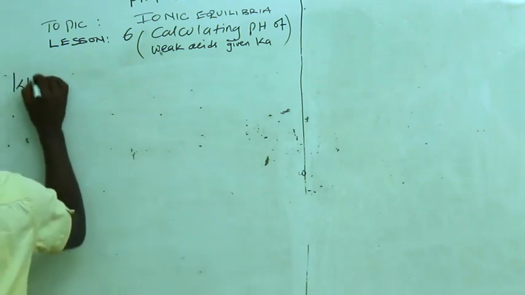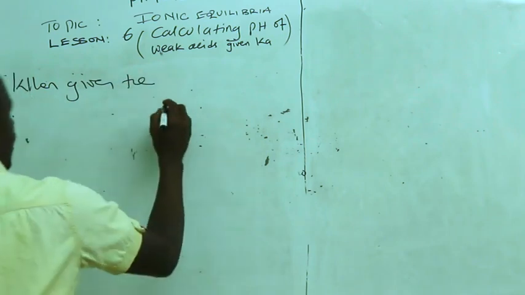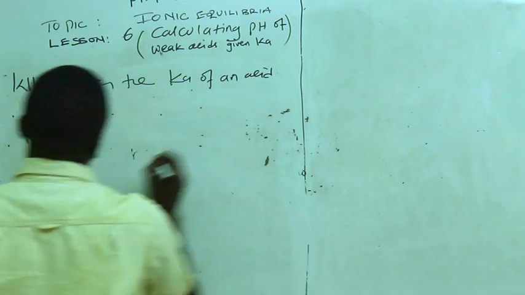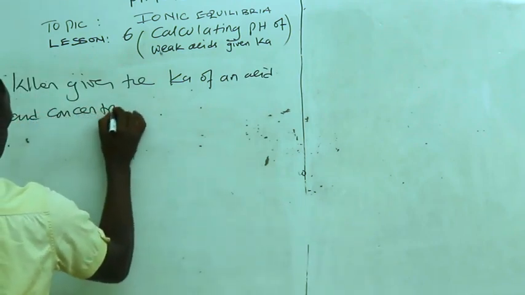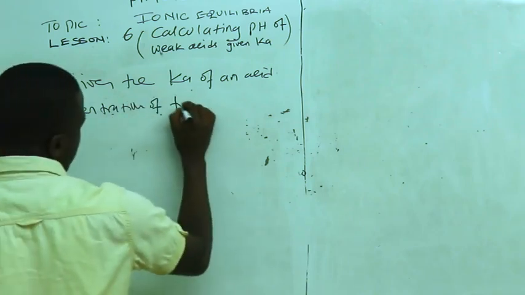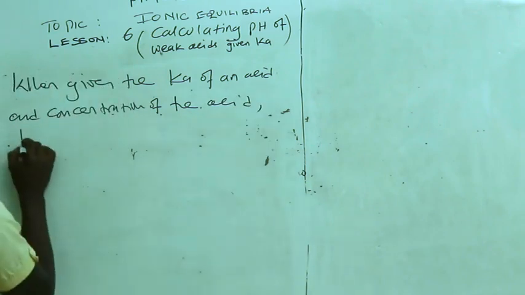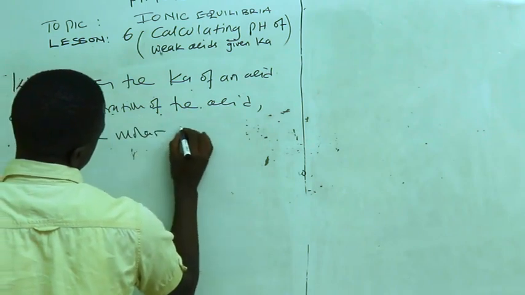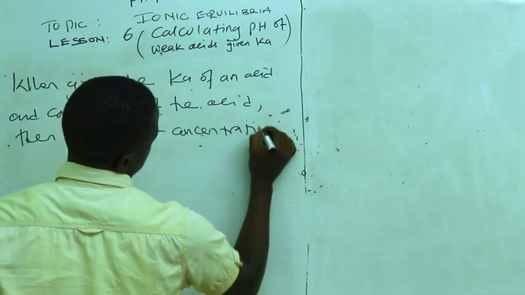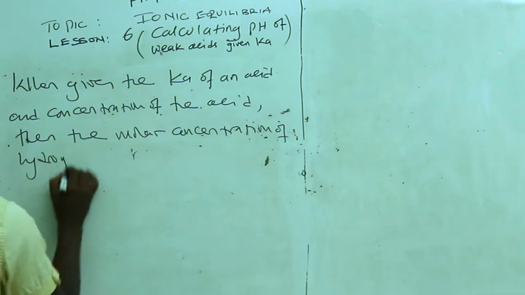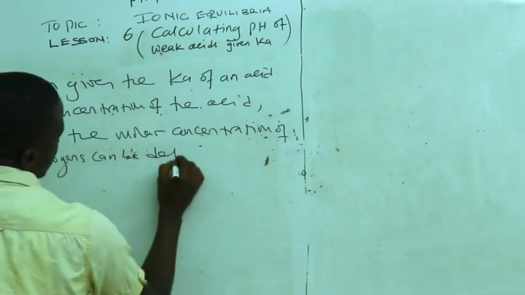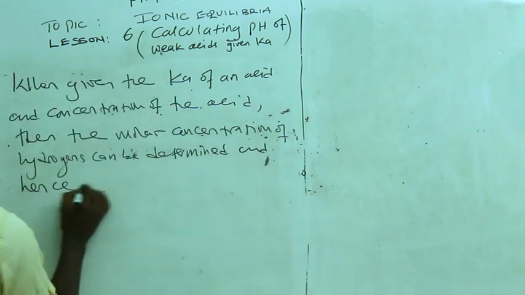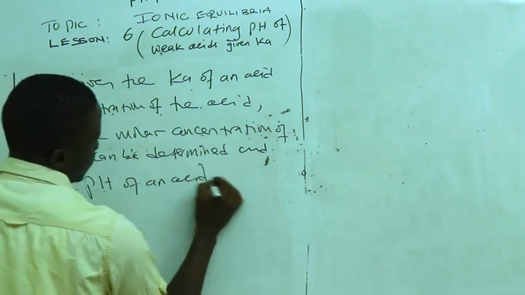When given the acid dissociation constant Ka of an acid and the concentration of the acid, then the molar concentration of hydrogen ions can be determined, and hence the pH of any acid.